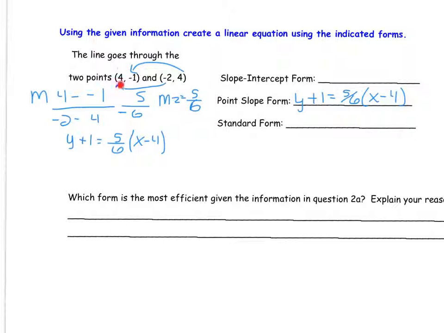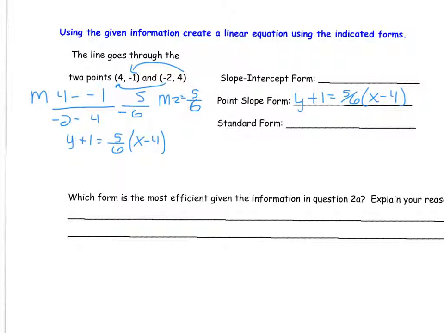I am going to just choose this point right here. It really does not matter which point you choose, but for my point slope form, I'm going to have my slope, and I'm going to choose one of the points. I chose this one, and I just plugged in y minus a negative 1, which is plus 1, equals -5/6 times x minus 4. So that's the point slope form.